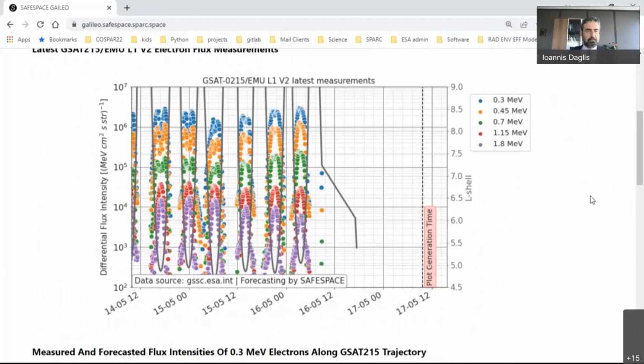the latest available measurements from the Environmental Monitoring Unit on board Galileo Satellite 0215. We also have the opportunity to provide similar measurements from Galileo Satellite 207. Nevertheless, we don't expect significant differences or deviations between these measurements. So we think it's more convenient to limit ourselves to presentations from one satellite.